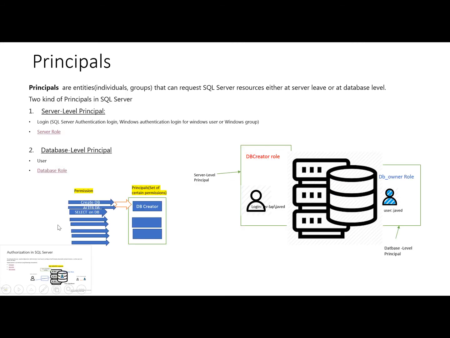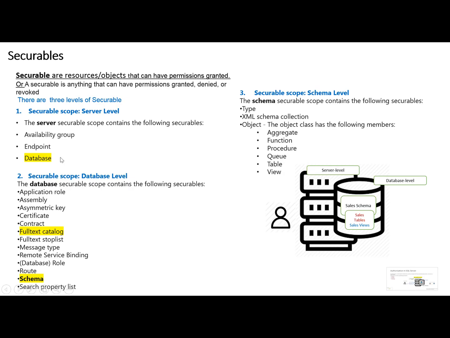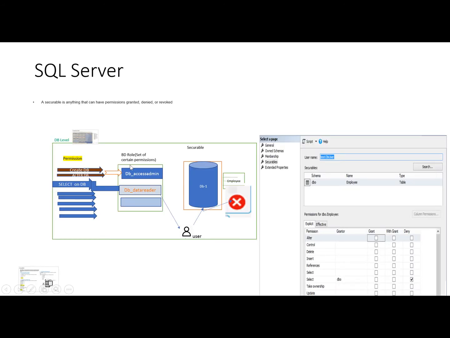In this video, we are going to discuss the second component, securable, which is required to implement authorization in SQL Server. So what is a securable? Securables are the resources or objects that can have permissions granted. What does it mean? A securable is anything in SQL Server, at the database level or at the instance or server level, for which we can grant permissions, deny permissions, or revoke permissions. We are not discussing the permissions themselves here.